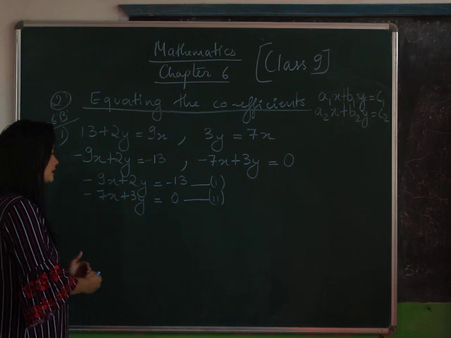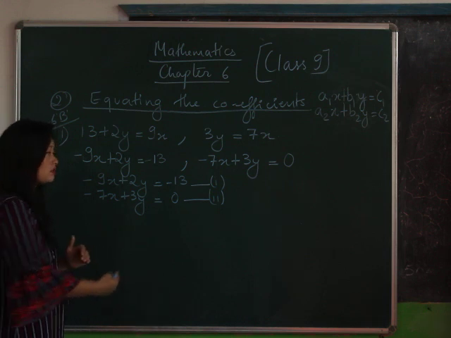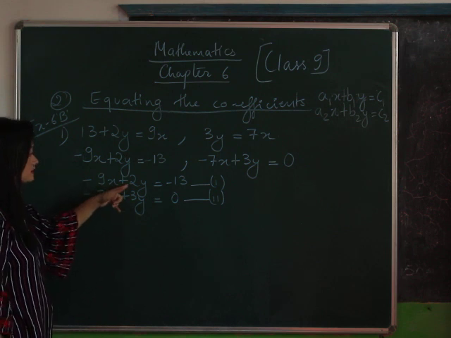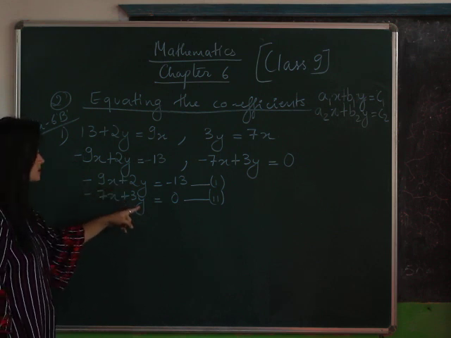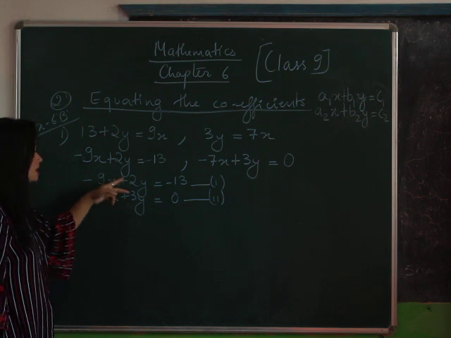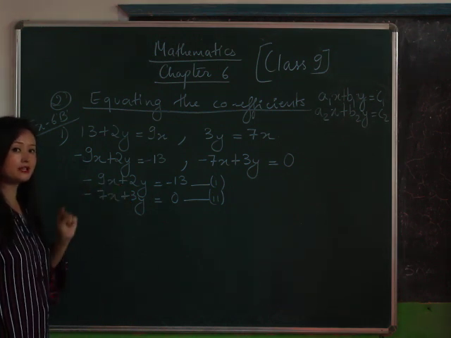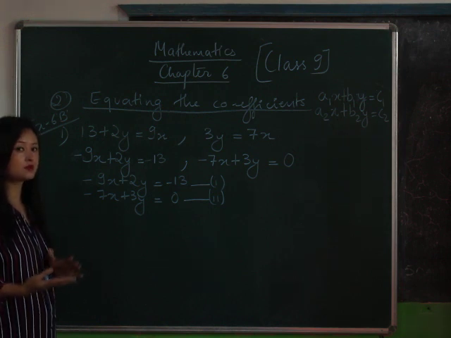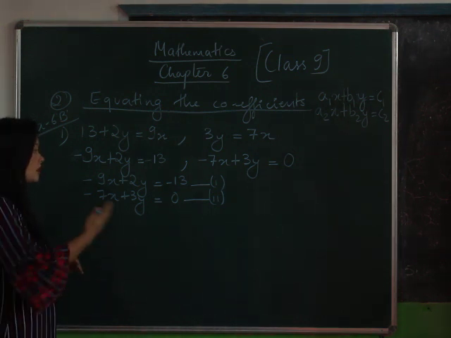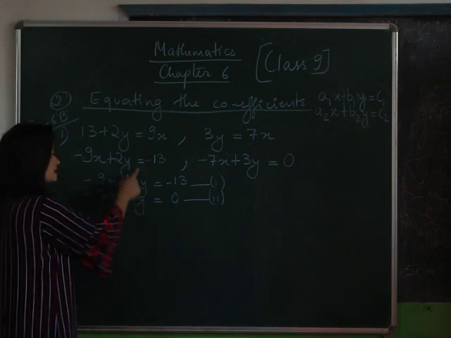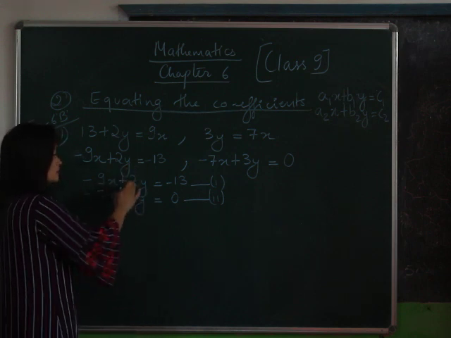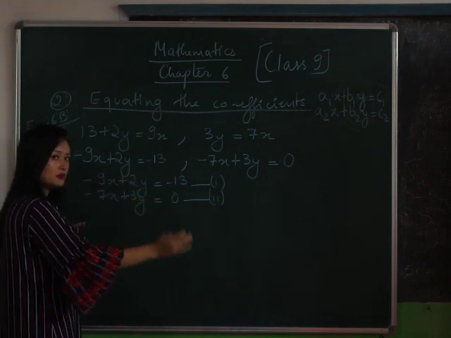So what I'm doing over here is I'll try to make the coefficient of y the same. Now what is the coefficient of y? In equation 1 it is 2, for equation 2 it is 3. So I need to find the LCM of 2 and 3. What is the LCM of 2 and 3? The LCM of 2 and 3 is 6. So I have to change this 2 to 6 and this 3 to 6.